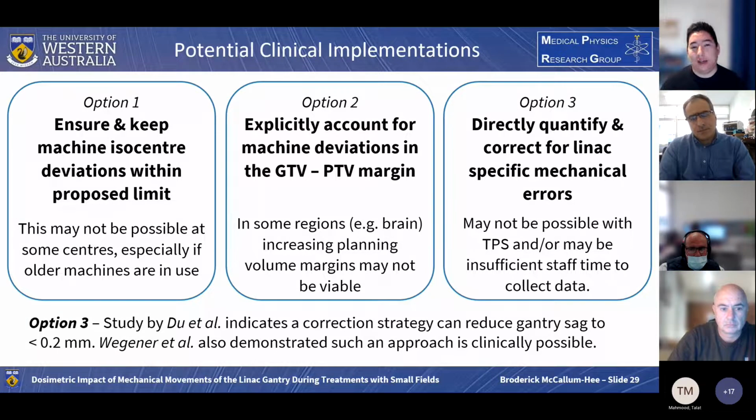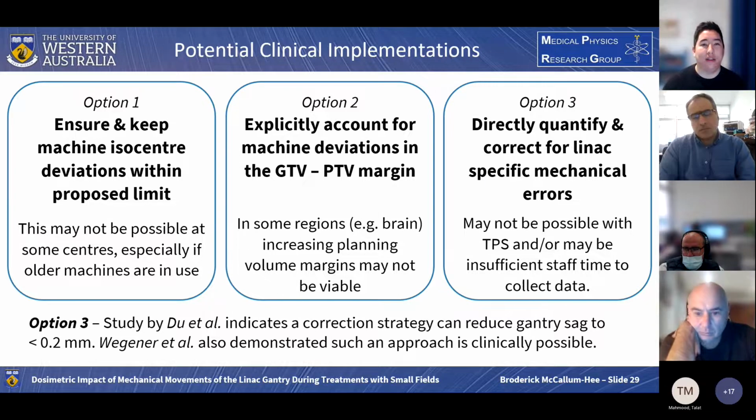However, as a note for option 3, a previous study by Du et al. indicates that a correction study could be used to reduce gantry sag to less than 0.2 millimeters. Additionally, a study by Wegner et al. also demonstrates that such an approach is clinically viable for stereotactic plans.